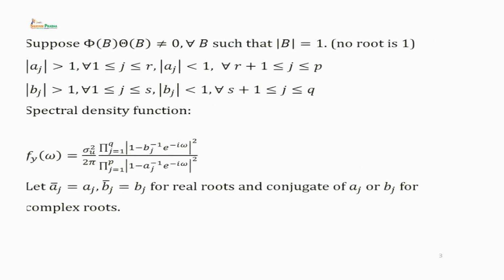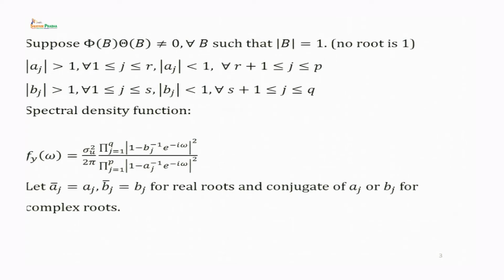Then suppose we have r roots of phi(B) equal to 0 greater than 1 in magnitude. So, we arrange those r roots in the beginning without loss of generality. So, mod of a_j is greater than 1 for all j between 1 to r, and for the remaining p minus r values mod of a_j is less than 1. So, mod a_j is less than 1 for all j greater than or equal to r plus 1 and less than or equal to p.